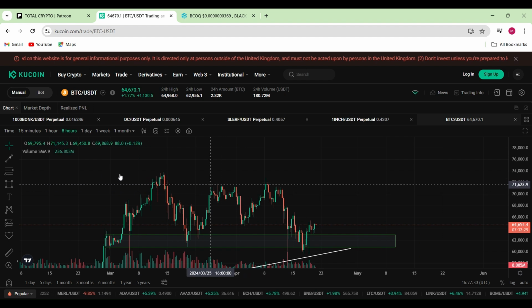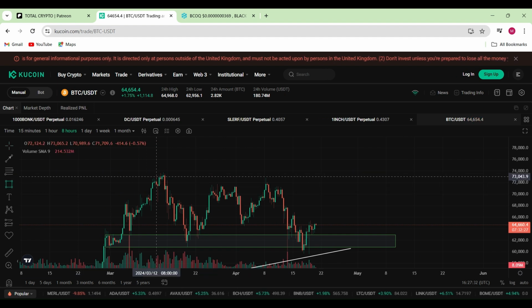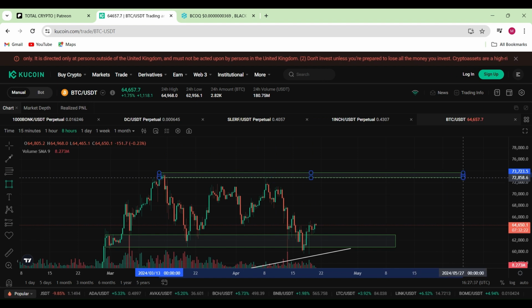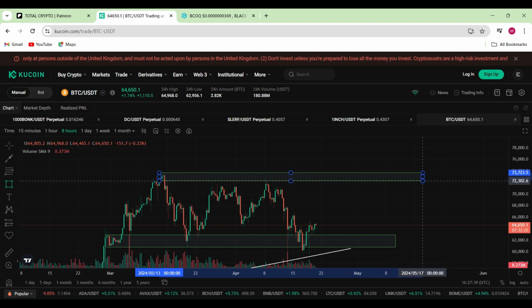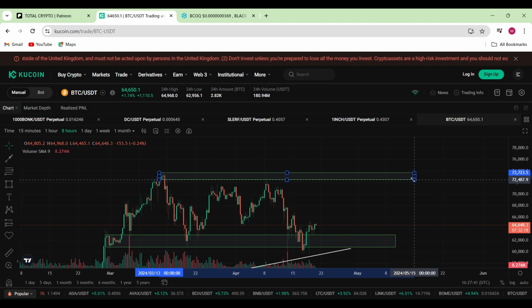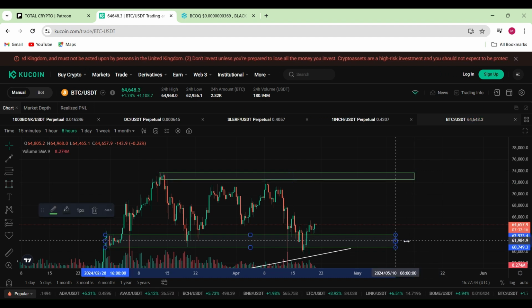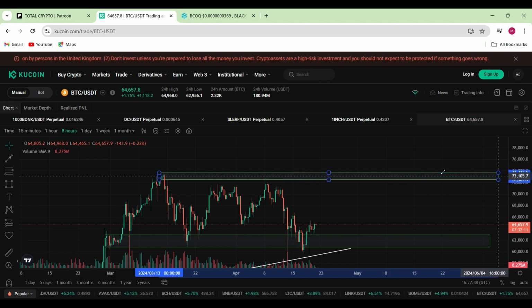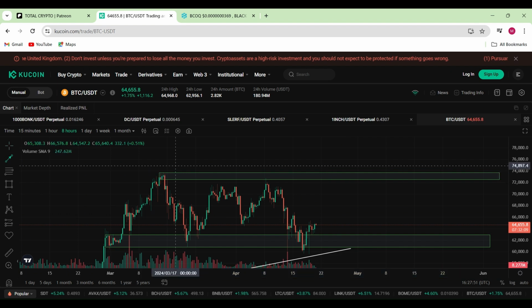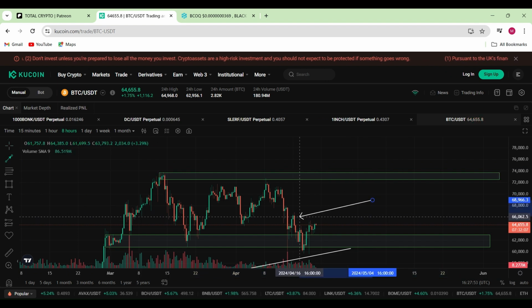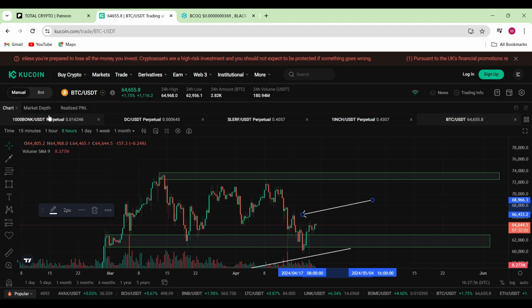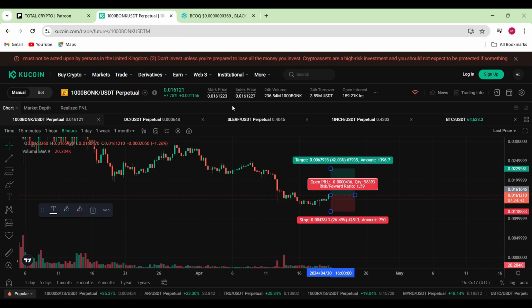And we want to break above, ideally, this level up here. So for the meantime, we just want to retest this level here. By retesting this level here, it will take the rest of the market along with it in terms of going up. So anyway, guys, I'm going to leave it here.